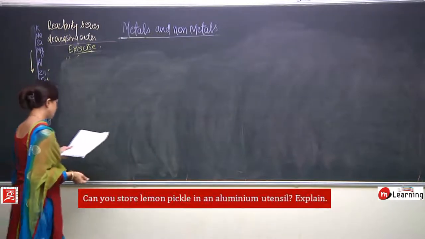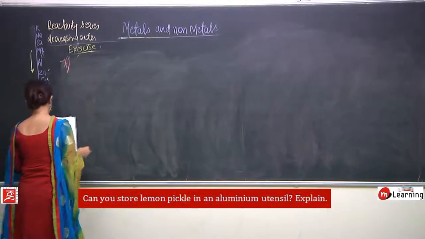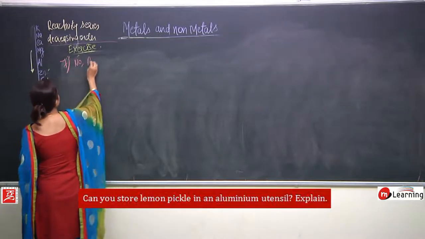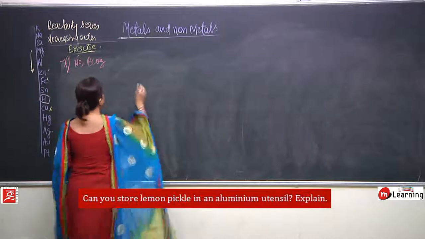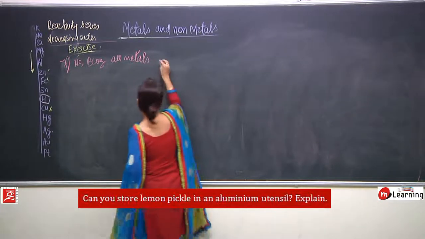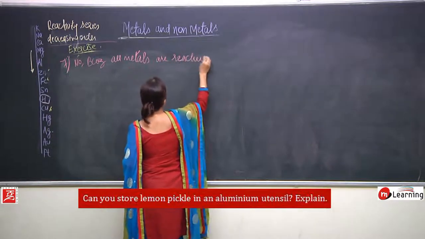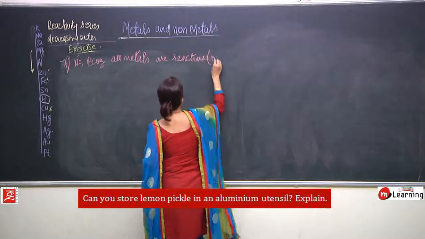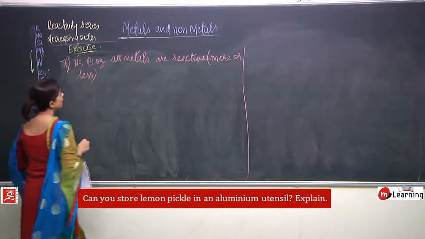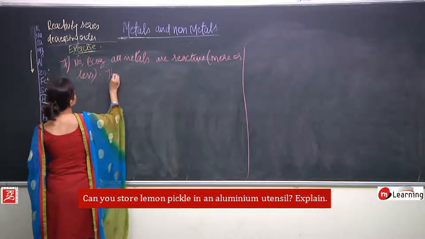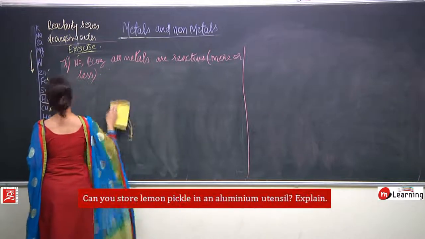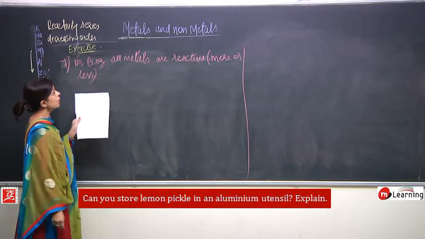Okay, so the question is 7, can you store lemon pickle in an aluminium utensil? No. Why? Because, I am writing short form of because, all metals are reactive, more or less. What's the meaning of more or less? They will react. Some will react faster, some will react slower. All metals are reactive, more or less. So I should write here aluminium. No. Why? Because all metals are reactive.